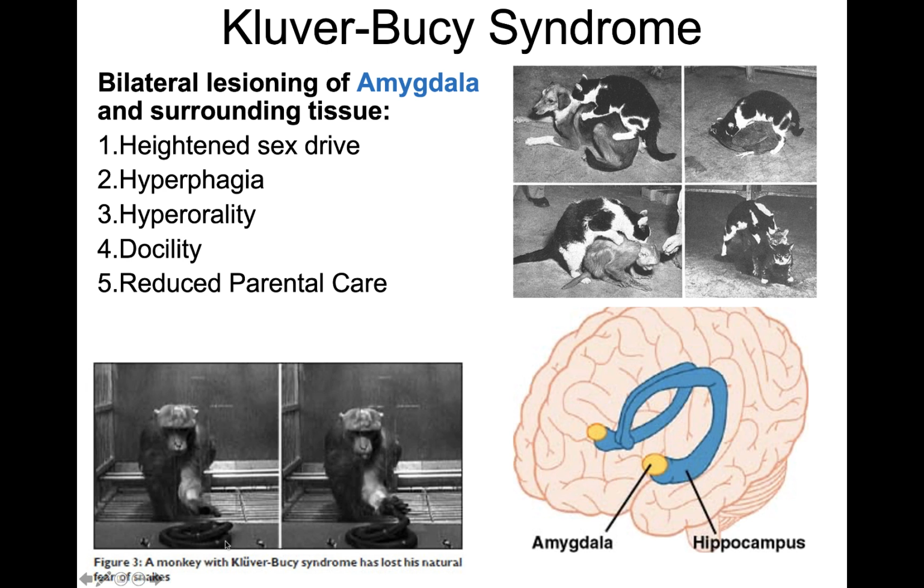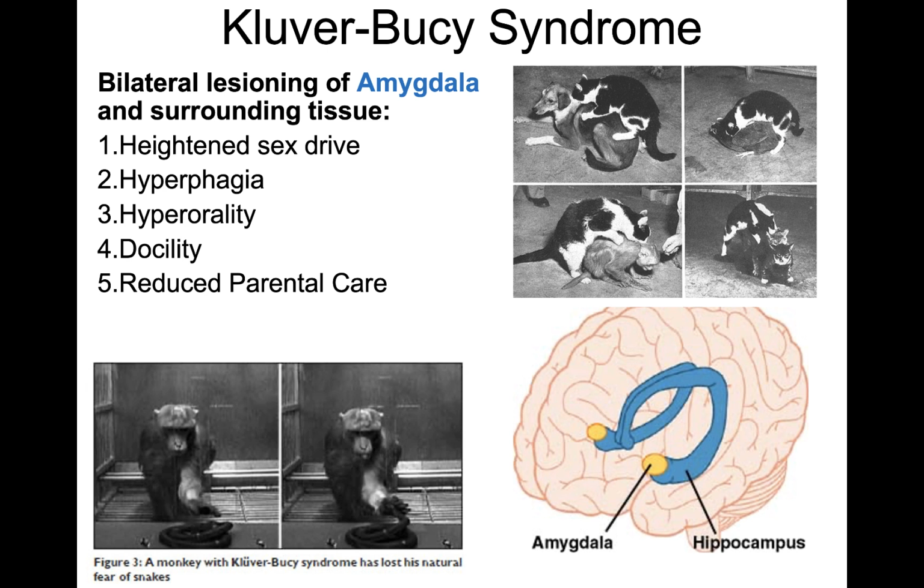So in this picture, there's a monkey with the syndrome and it has lost its fear of snakes. So there's a snake over here. The monkey's trying to touch it. It's not afraid of it whatsoever. And that's because there's damage to amygdala. So docility, that means you're docile, you're passive. So you're not going to be afraid of anything.